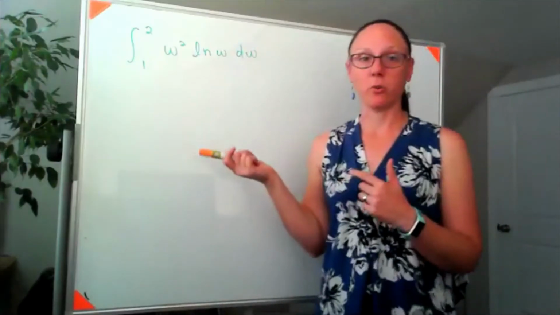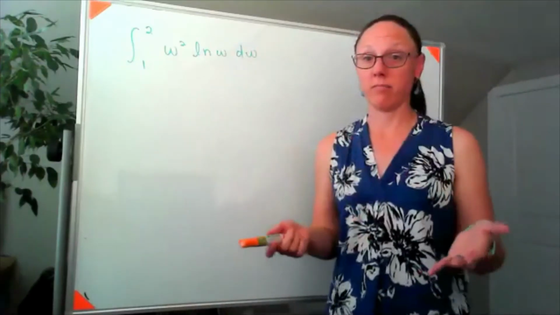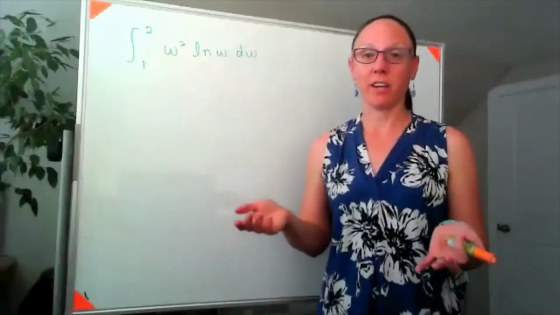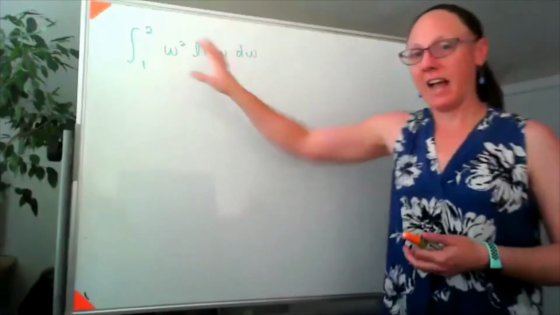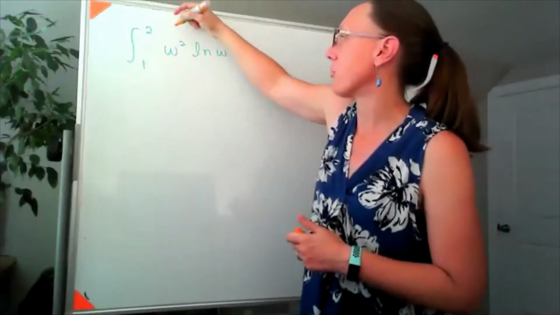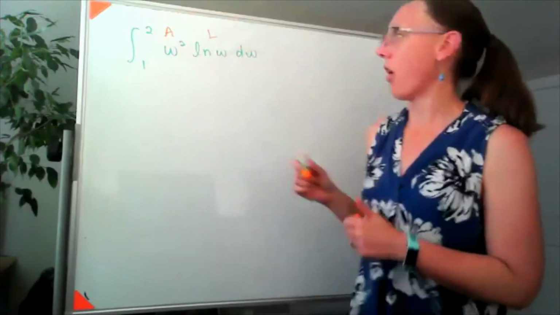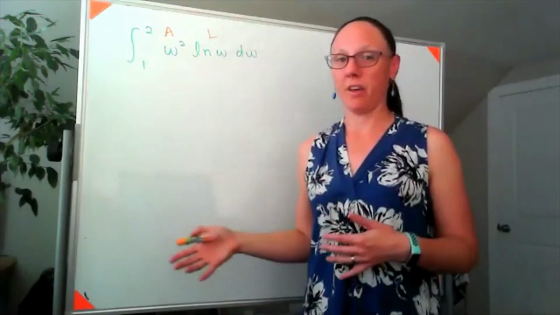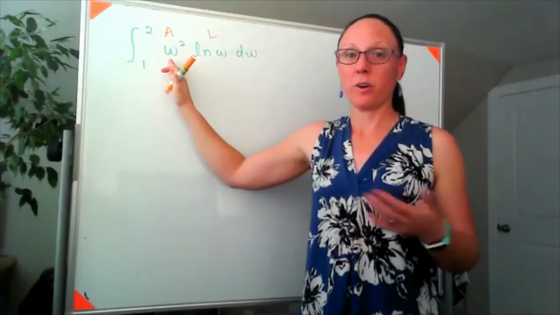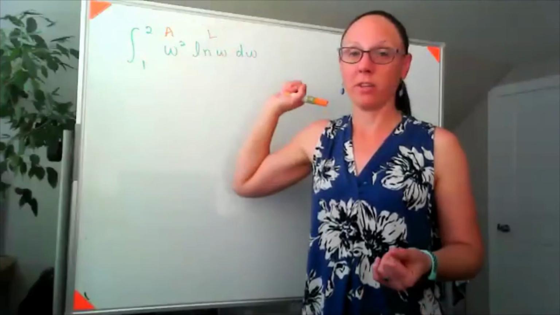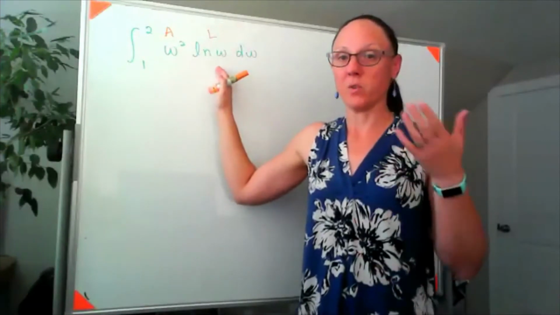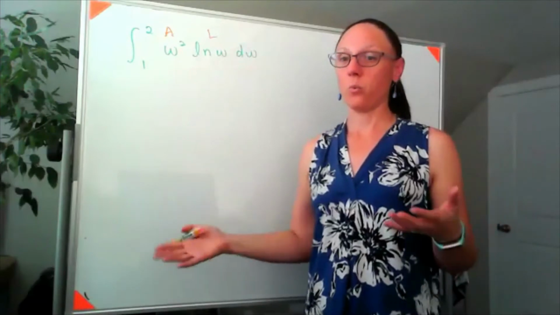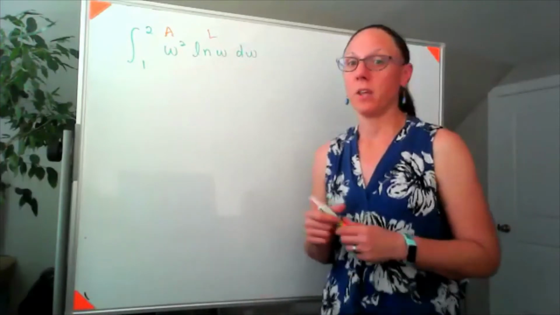Pretty similar to one we did a half an hour ago. So I know that I'm looking at integration by parts because I have a mixture of algebra and logs, but the derivative of one part does not equal the other part. Derivative of w squared is 2w. I don't have an extra w in here. Derivative of ln of w is 1 over w. I don't have an extra 1 over w in here. So we're going to need to integrate by parts.